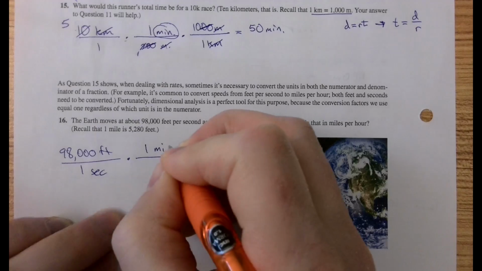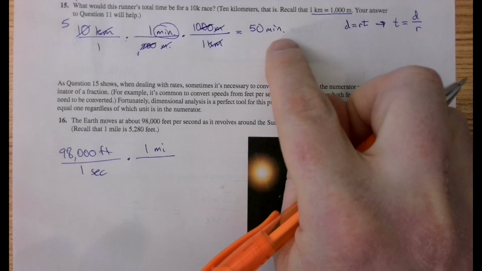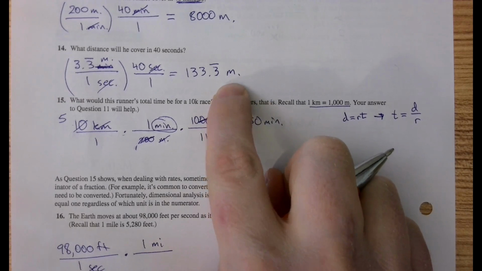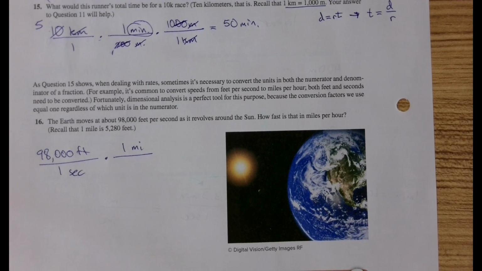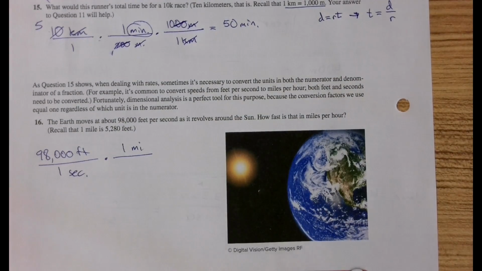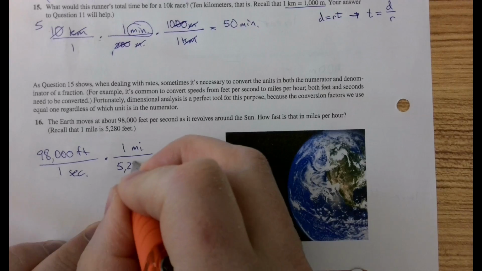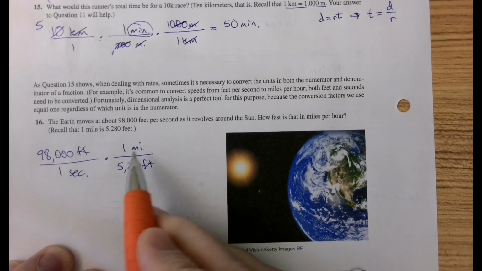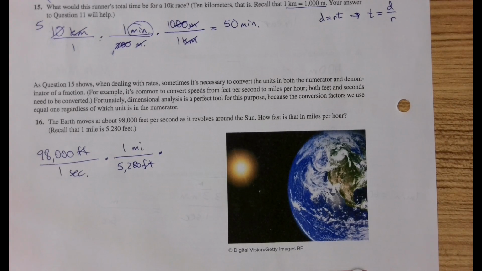So 1 mile. Now notice my abbreviation for mile is MI. My abbreviation for minute is MIN. And my abbreviation for meter is M. It's really easy to get confused. So pay close attention to that as you're working with these. And if it's helpful, don't be lazy like me. Write out the whole word, MILES. Okay, so 1 mile is 5,280 feet. Notice what's going to happen here is the feet cancels, and we're going to be left with miles per second. So let's now multiply by how many seconds are in an hour.